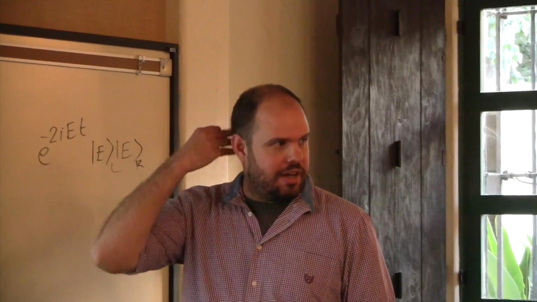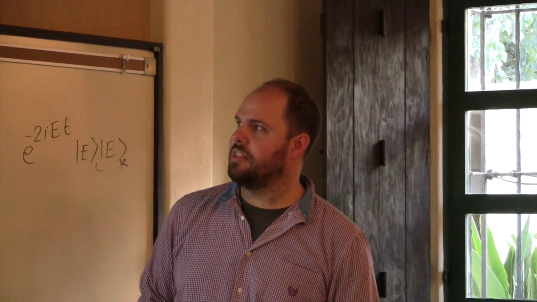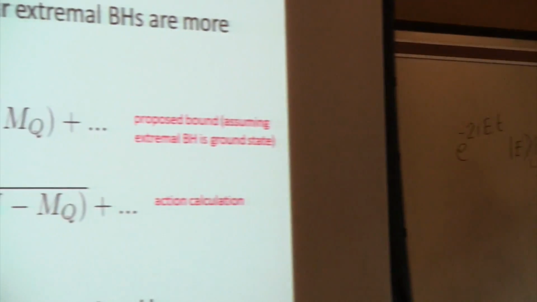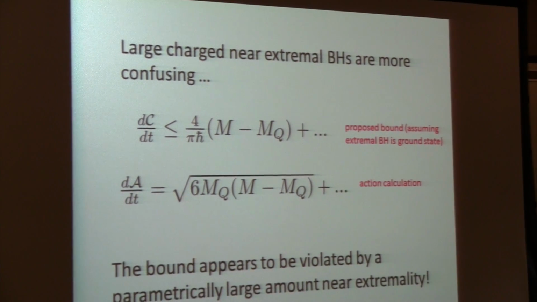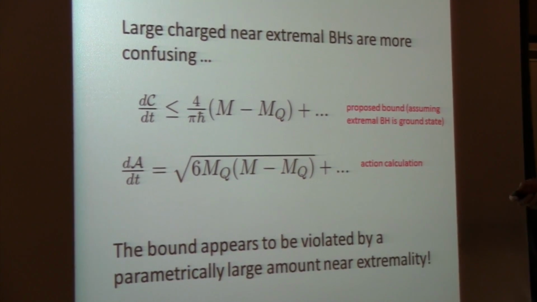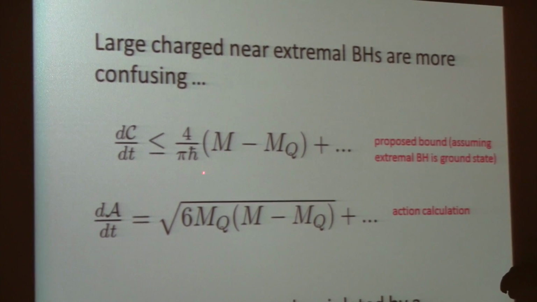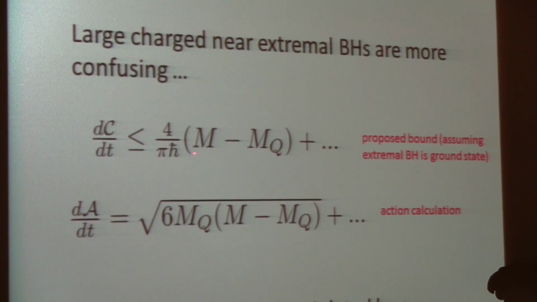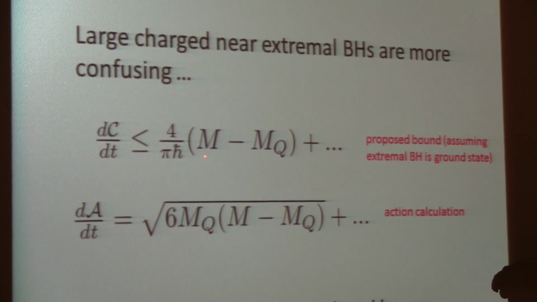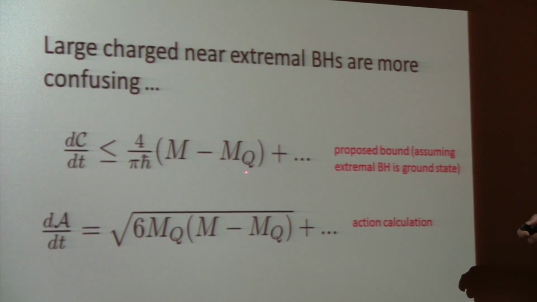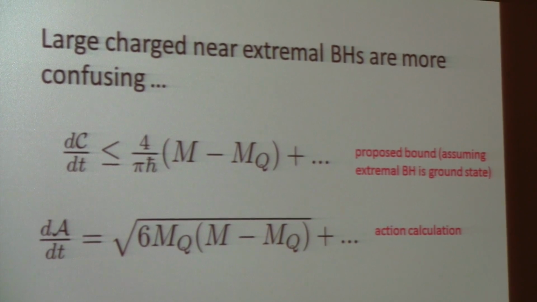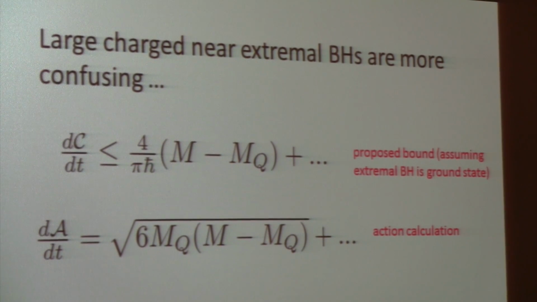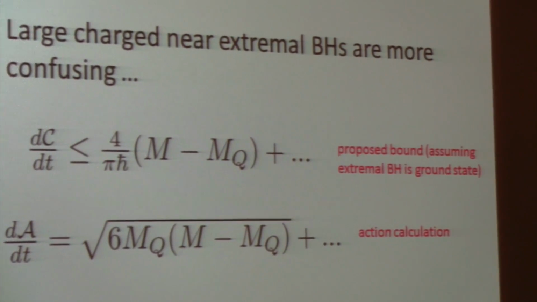Right, now let me just mention one very puzzling case. So now let's look at large charged black holes, bigger than the AdS radius. If you go to the near extremal limit, so near zero temperature, this is what our proposed complexity bound said. It says that with this prefactor, the complexity should grow no faster than the mass minus the extremal mass at the same charge. Okay. Now, calculate the action. What you find is that the action grows not like M minus MQ, but like the square root of M minus MQ.